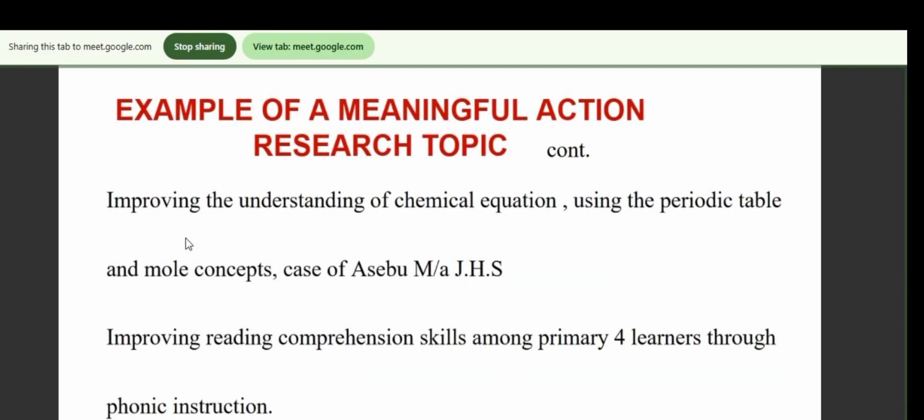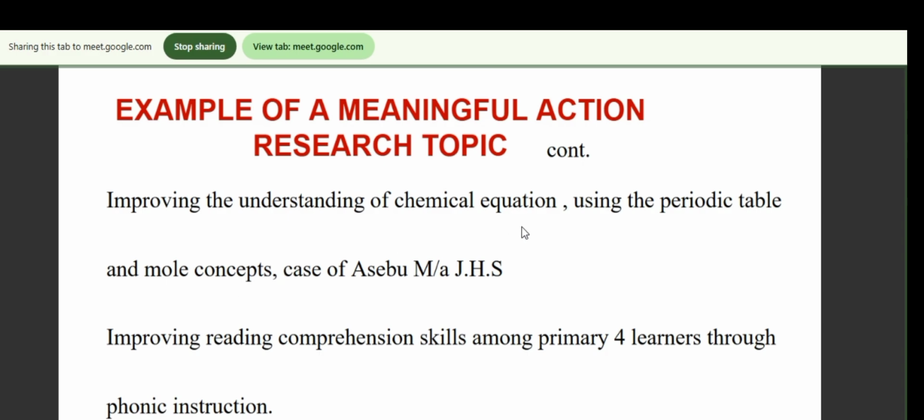So this is also an example. It said: improving the understanding of chemical equation using the periodic table and mole concept, case of Asebu MA GHS. Here, chemical equation is in science, and the periodic table is the method I'm using to solve the problem of understanding of chemical equation. Students are unable to understand chemical equation. That is why I'm improving it. And I'm using the periodic table and mole concept as a method to solve it.